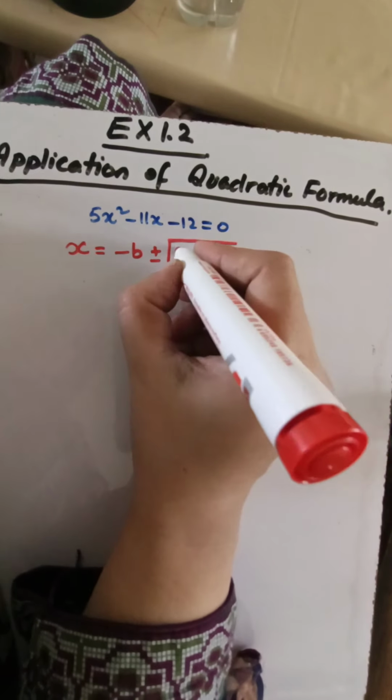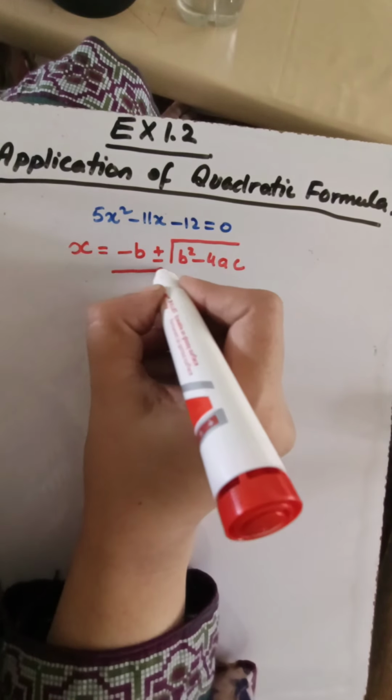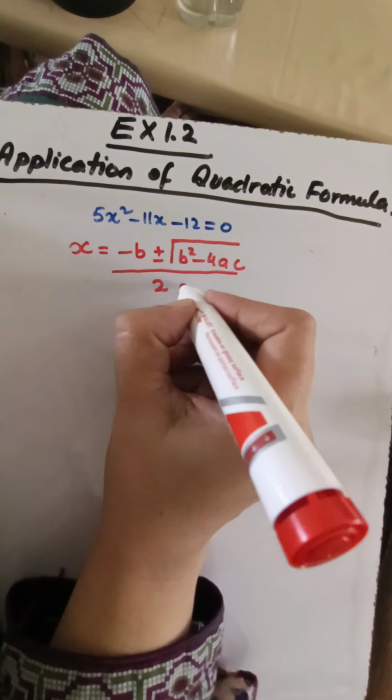x is equal to minus b plus minus square root of b square minus 4ac over 2a.